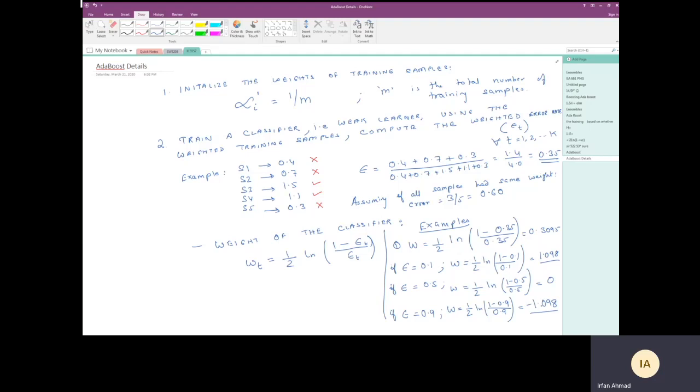So basically, we want a weak learner to have a weighted error rate of either higher than 0.5 or lower than 0.5. Both are okay, but not 0.5. This is the idea here. These are the first two steps.